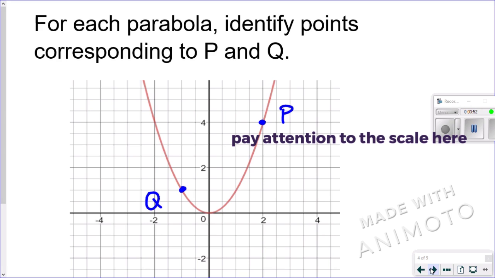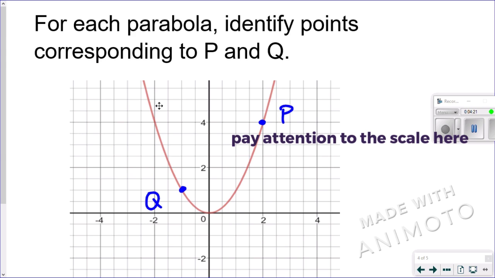And then for each parabola, we already talked about how, again, they are symmetrical about the axis of symmetry. So right here's our axis of symmetry. For each parabola, identify points corresponding to P and Q. So if I wasn't given this parabola and I was just told, hey, you have a quadratic equation, the vertex is at 0, 0, one point is at 2, 4, that would be point P, and another point is at negative 1, 1, and that point would be Q.